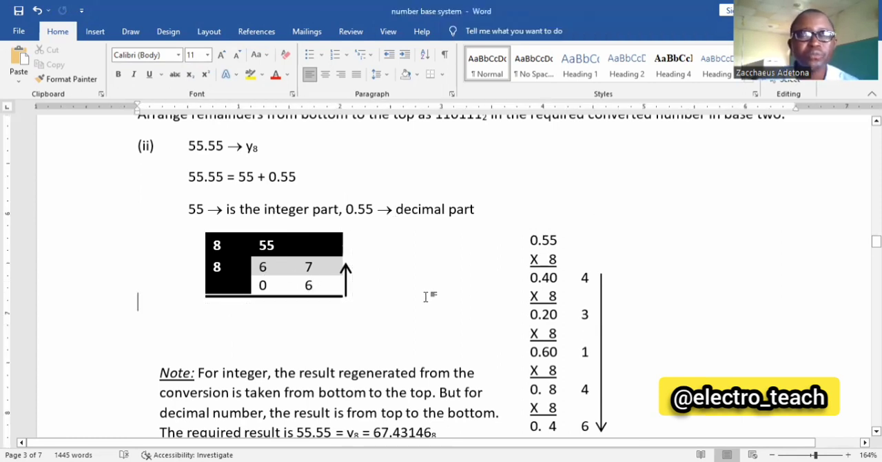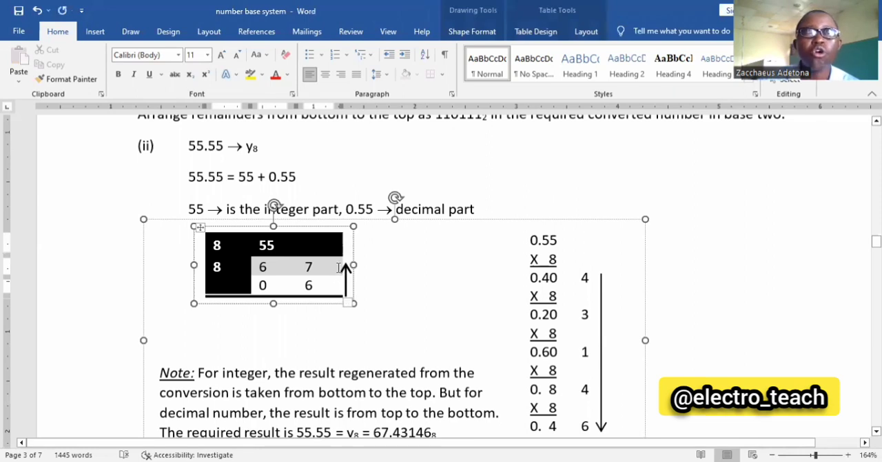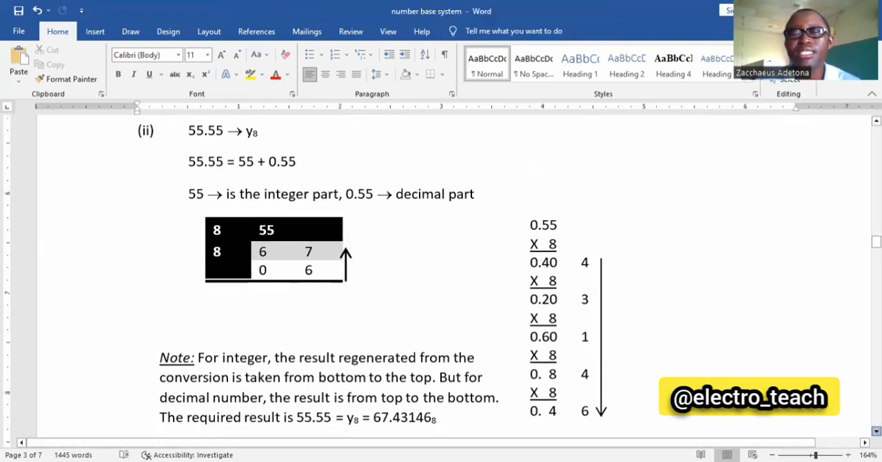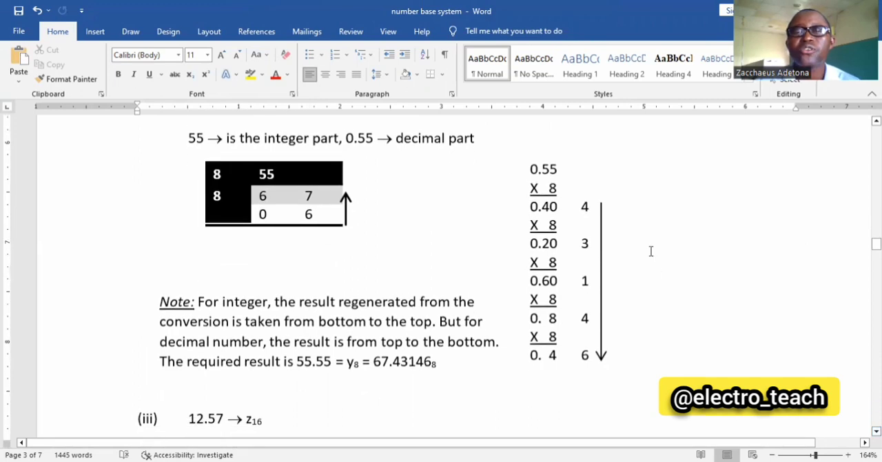Now, we have taken the division of the whole number part, and the answer will be read from bottom to top. Look at the arrow again, going from down to up. So the answer will be 6, 7. Now, what about the decimal portion of this number, 0.55? We want to do the division of that also. We are going to convert 0.55 to base 8 in this manner.